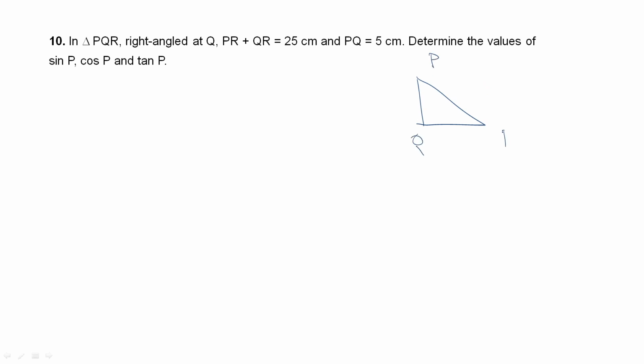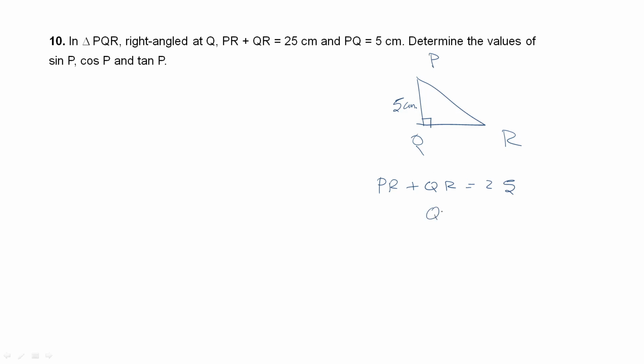PQR, right angled at Q. Okay, fine. So PR plus QR equal to 25. So this is given directly, 5 centimeter. Determine the value of this. So how can you do this?